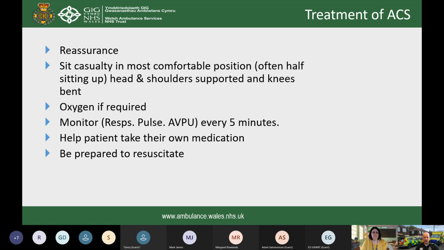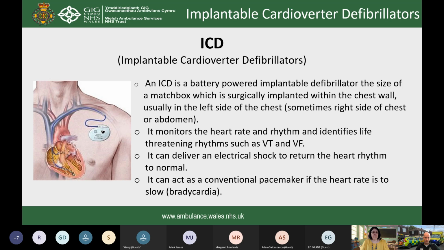Oxygen if required. Again, go down your oxygen guidelines. We don't give it routinely because oxygen has an effect of vasoconstriction. So if they've got a constriction or blockage and we're constricting their blood vessels even further, then that's not really helping that patient. So only give it if they're hypoxic. Monitor the patient, help them take their own medication if they need, and then prepare to resuscitate. Cool.